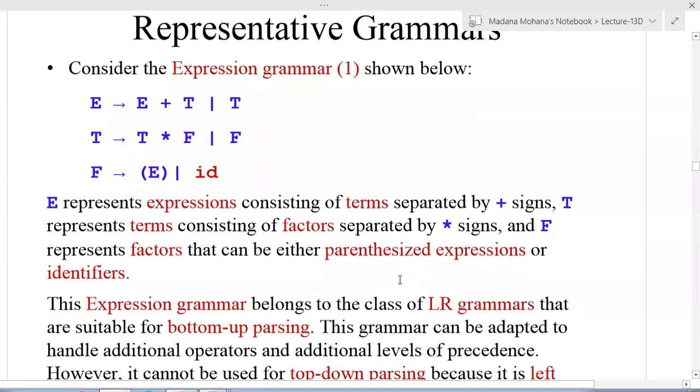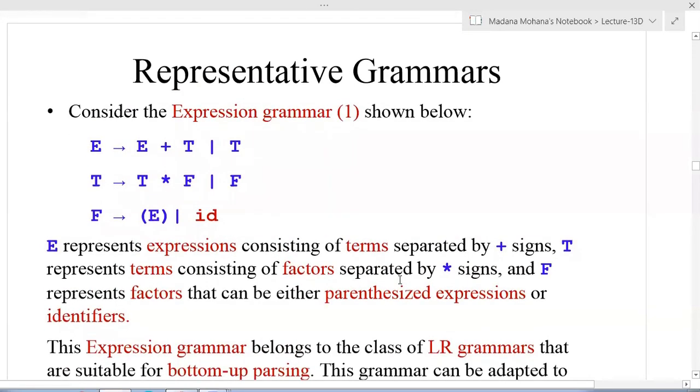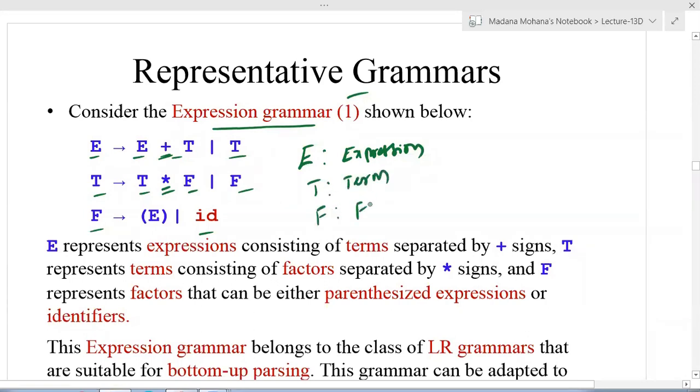Then coming to representative grammars. For a parser, for construction of a derivation tree or parse tree, and for describing programming language constructs, a grammar is compulsory. So what type of grammars are used? Now consider the arithmetic expression grammar, named as the one shown below. Earlier we also discussed this example during the formal language and automata theory discussion of context-free grammar. The expression grammar is defined as: E derives E plus T or T, then T derives T into F or F, then F derives E within parentheses or ID. Here plus is the arithmetic operator, and star is the multiplication operator. Here E stands for expression, T stands for term, and F stands for factor.